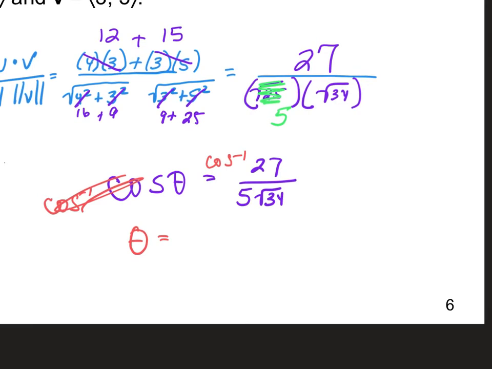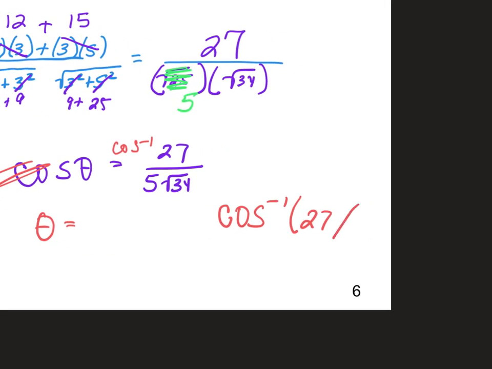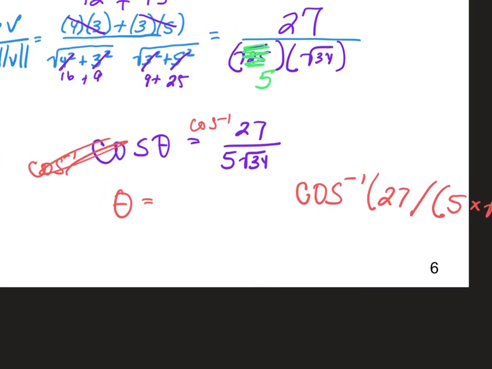If you guys are getting an error, that means your calculator needs a double parenthesis. So put in cosine -1, then put parenthesis 27 divided by, then put another parenthesis. So 5 times the square root of 34, then you'll need 2 parentheses. I have 22.17. That is correct.